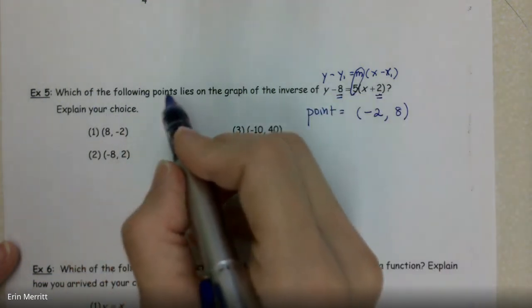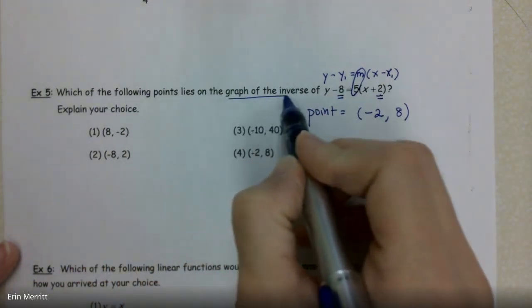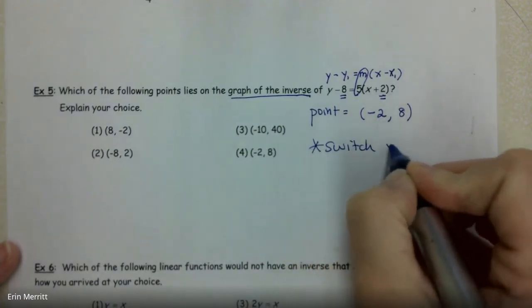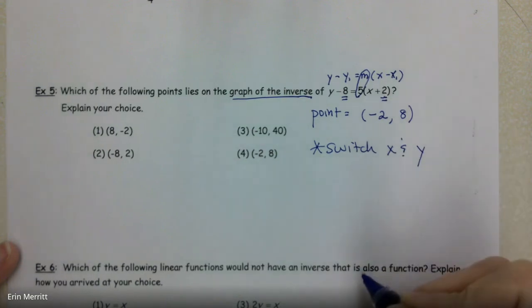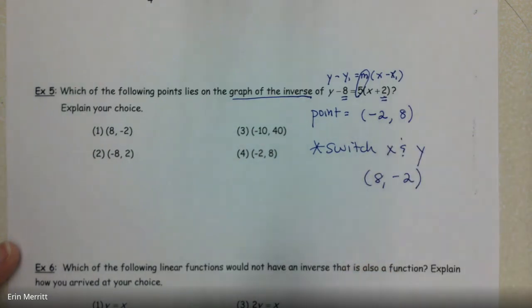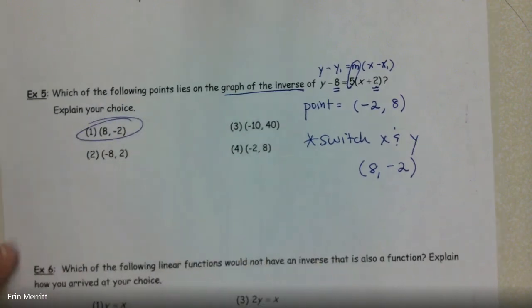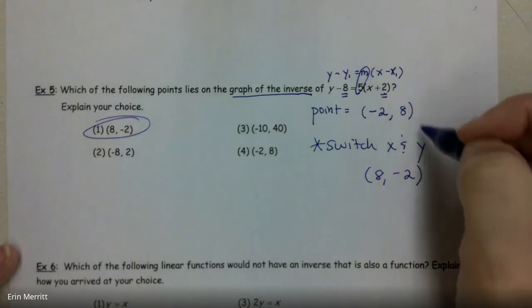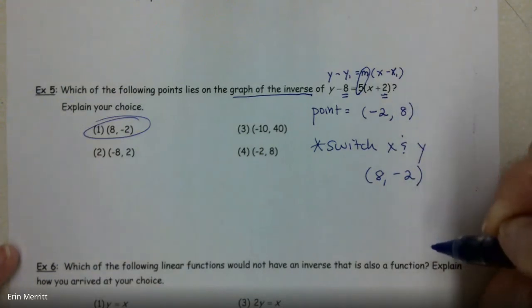So now when it says, which of the following points lies on the graph of the inverse? All right, now we got to switch the x and y. So if we flip-flop those, we would have positive 8, -2, and we're looking at choice 1 right there. So when it says explain, hopefully this is enough of an explanation over here.